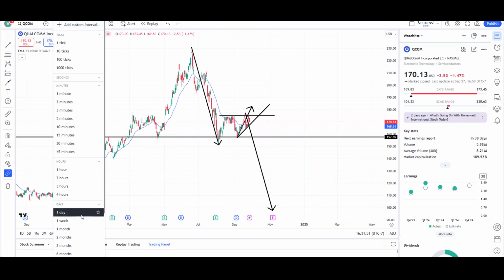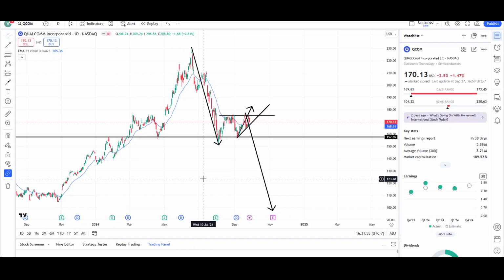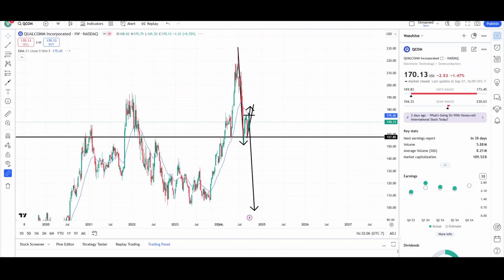Let's take a look at the weekly chart, but it's not guaranteed. Nothing's guaranteed in the market. You just have to go with the information you have right now. And the information that I have right now is telling me that it's setting up for a decent sized drop, at least a small one, and potentially even a larger one in the long term. Let's take a look at the weekly chart.